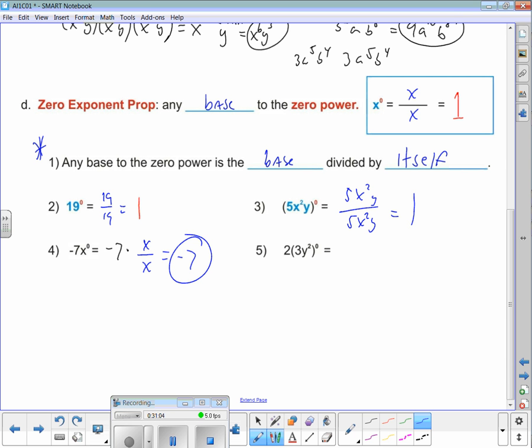Don't misappropriate the base. So really, for number 5, this is a 2 times 1. Do you agree? This is the 1. The thing with the 0 exponent is the 1. And 2 times 1 is 2. So be careful. Students mess that up all the time by misappropriating the base. Do not do that.